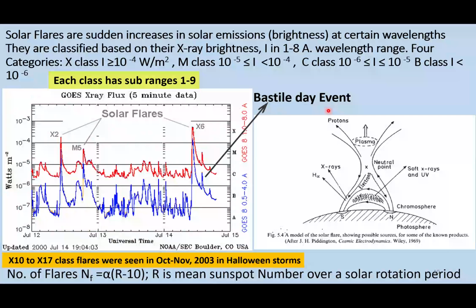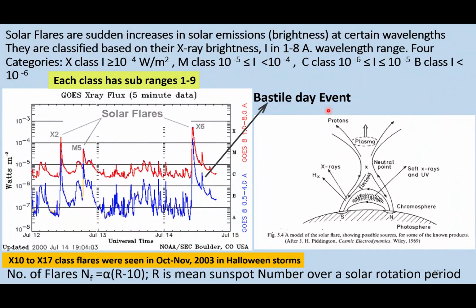So this is called a Bastille Day event, which occurred on Bastille Day, the 14th of July. So it is the Bastille Day event. This kind of flares occur, and in fact, much stronger X10 and X17 class flares were seen in the October-November 2003 period, and they are called Halloween storms, just another name.